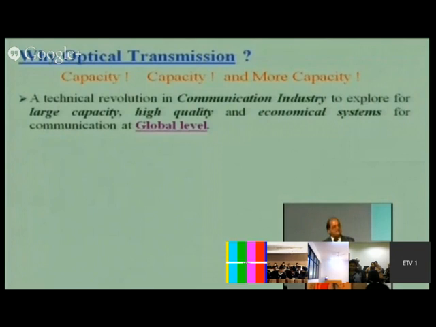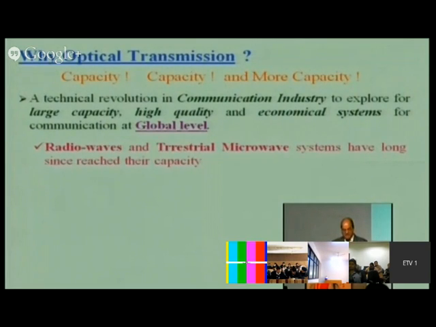Not only at the national level, but at the global level. Today, the world is a global village. So all the information has to be shared at the international level, and to fulfill those requirements, different developments have to take place. So we have radio wave and terrestrial microwave systems. They were developed in the 19th century, and they were fulfilling the need of the society in the past, but they have reached their capacity. The bandwidth of the system is not very high, so you cannot add more to these systems.